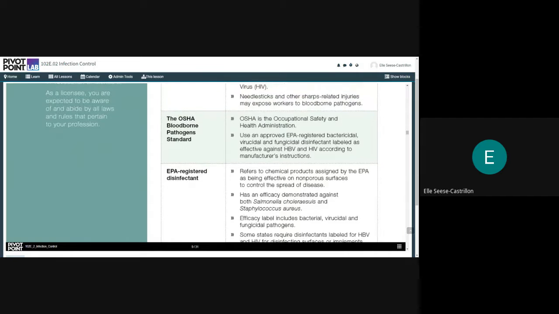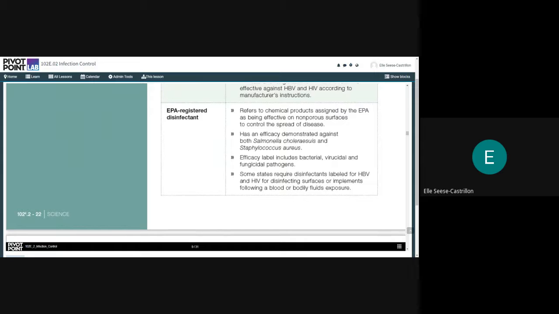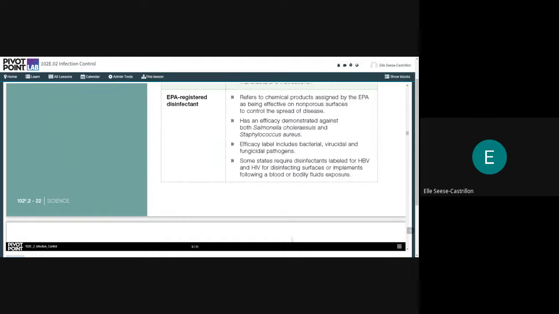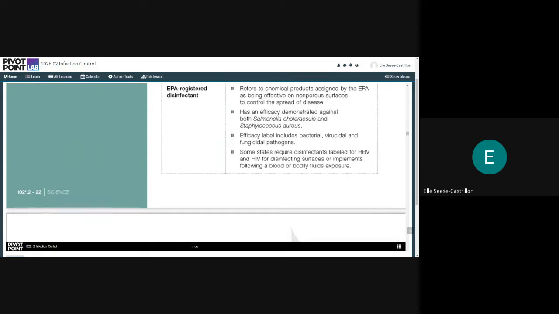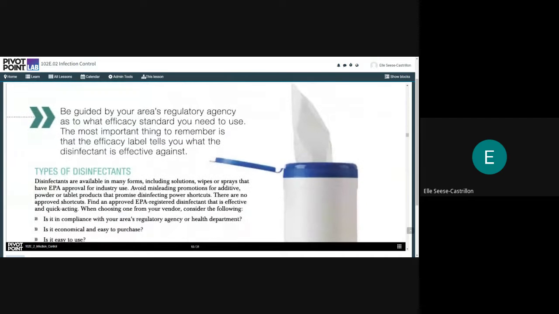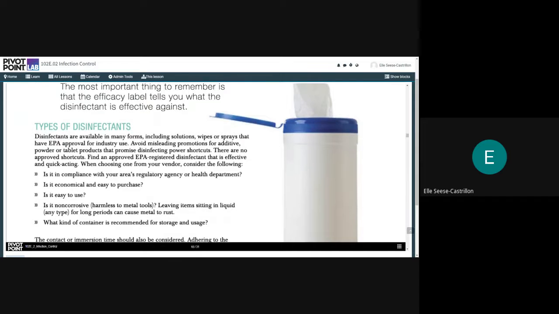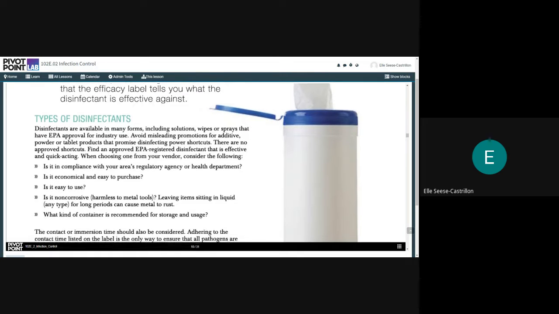And then also the EPA registered disinfectant. It says that this has an efficacy demonstrated against both Salmonella and Staphylococcus, so staph infection. It says the efficacy label includes bactericidal, virucidal, and fungicidal pathogens. So be guided by your area's regulatory agency as to what efficacy standards you need to use. The most important thing to remember is the efficacy label tells you what the disinfectant is effective against.